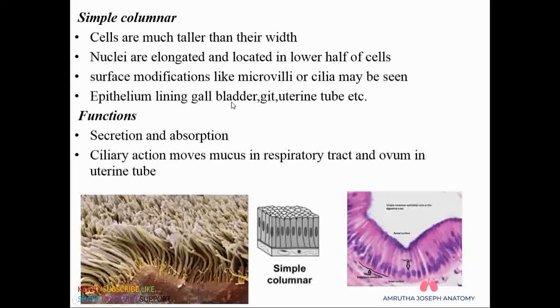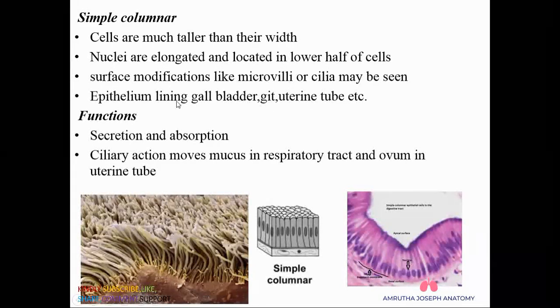Now, epithelium lining the gallbladder, GIT, uterine tube, etc. These are usually seen in these areas: gallbladder, gastrointestinal tract, uterine tubes. Uterine tube is also called the fallopian tube. The function is secretion and absorption. So it can secrete some chemicals or it can absorb. That's why I said it is seen in the gastrointestinal tract, where the nutrients have to be absorbed from the digested food. So that is the function.